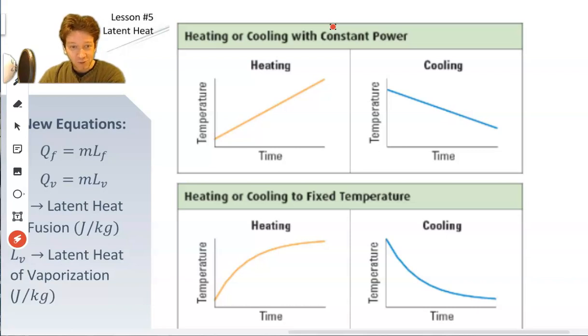However, if you pulled something out of your fridge and just set it on the table, it's going to heat or cool it, depending on whether you have a hot cup of tea or a cool glass of milk, to a fixed temperature. In this case, if it's sitting on your table, it's going to heat or cool to room temperature, for example. In that case, it's not a constant power that's heating it, and so our graph doesn't look as linear. It looks more curved.